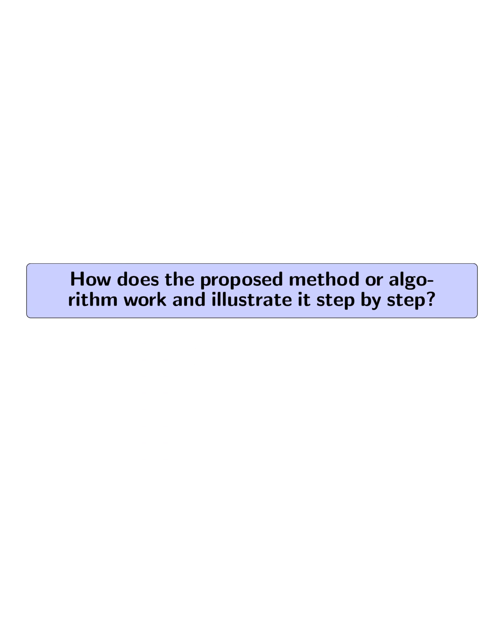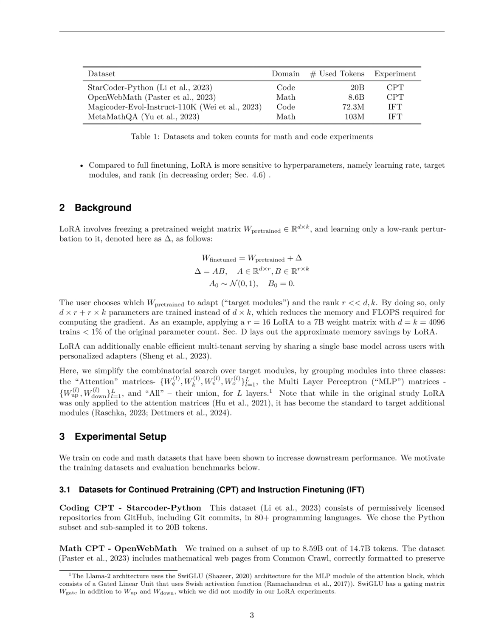How does the proposed method or algorithm work, and illustrate it step by step? The proposed method, low-rank adaptation, LoRA, works by freezing a pre-trained weight matrix W_pre-trained in R^(d×k) and learning only a low-rank perturbation to it, denoted as delta. The user selects which W_pre-trained to adapt, referred to as target modules, and the rank r ≪ min(d, k).